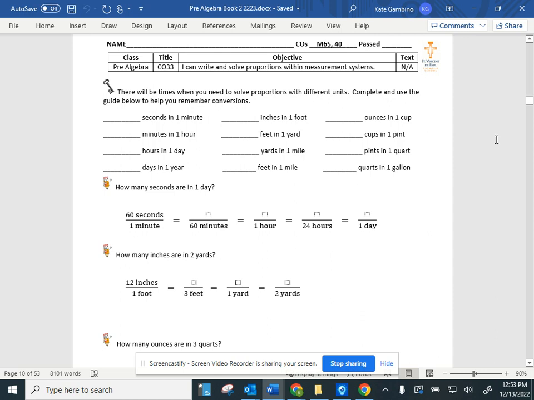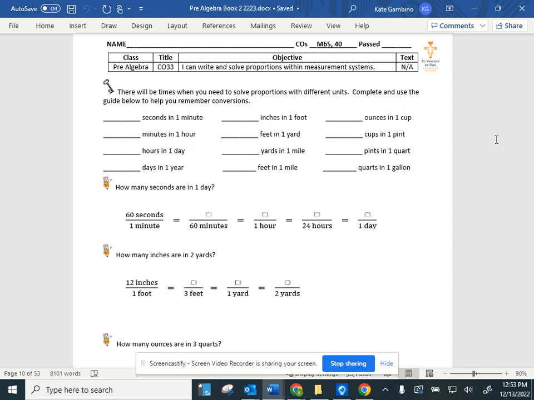Good afternoon. Today we are doing our last objective in this unit, Unit 5. So we're doing the last objective, and then we're going to be doing some review work to get us ready for that test that will be after Christmas.